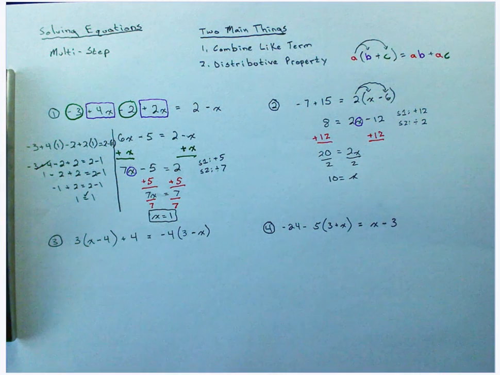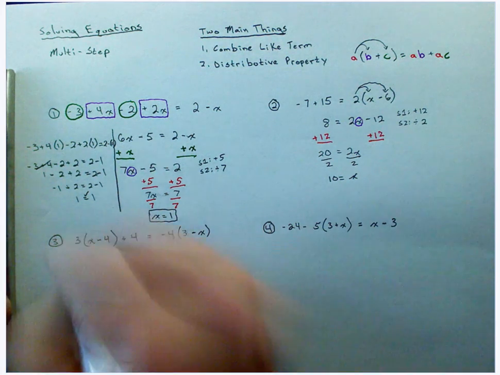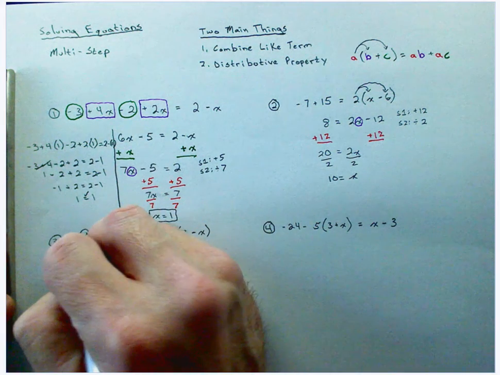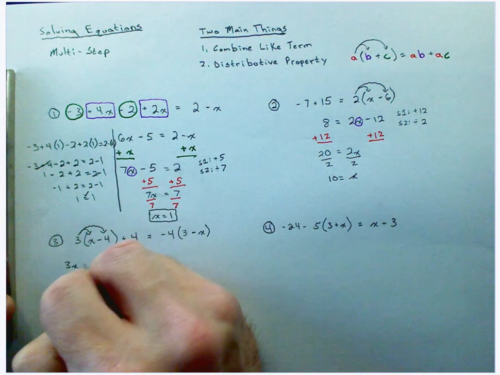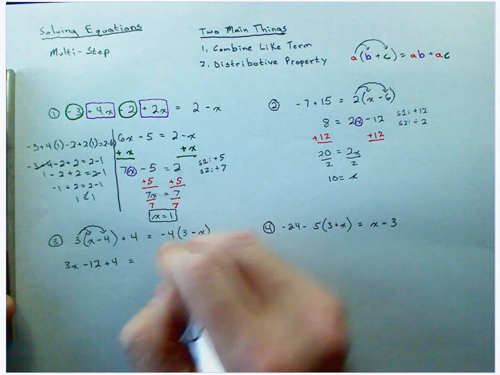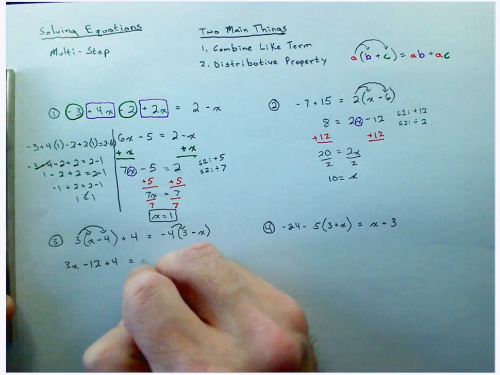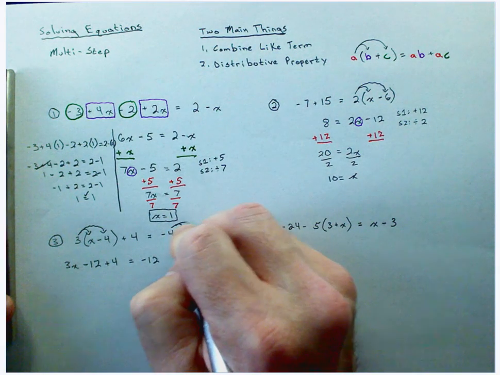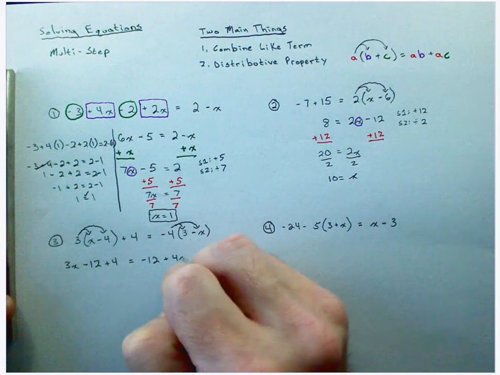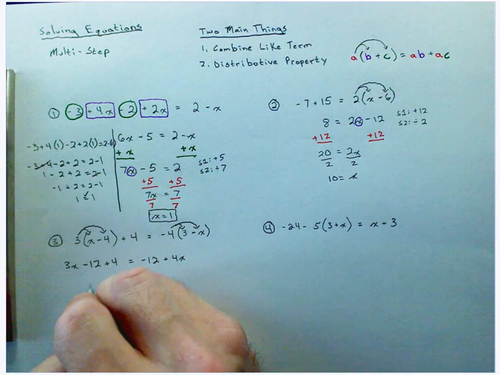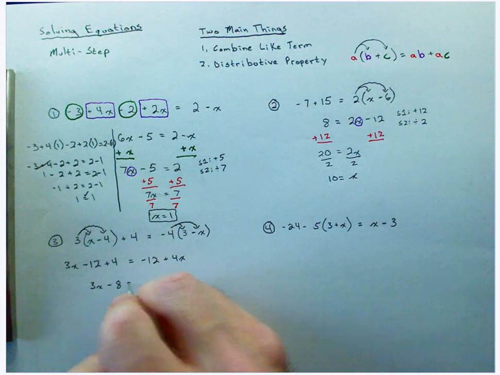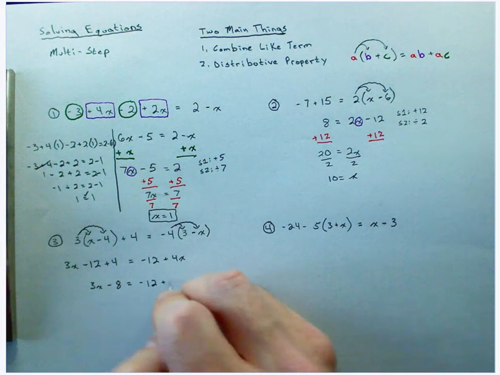Alright, number 3, two distributive property problems here. I have 3 times x, that is 3x. I have 3 times the negative 4, that is a negative 12, plus 4, equals a negative 4 times 3, it's a negative 12, and a negative 4 times a negative x. A negative and a negative is a positive, so plus 4x. Combine my like terms, that means doing the addition here, that turns into 3x minus 8 equals a negative 12 plus 4x.